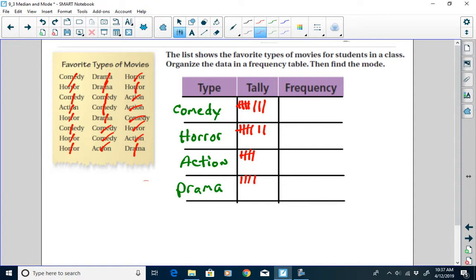3, 6, 9, 12, 15, 18, 20. Should have 24 responses. 5, 10, 15. 15 and 5 is 20. Yes, we have 24 responses.